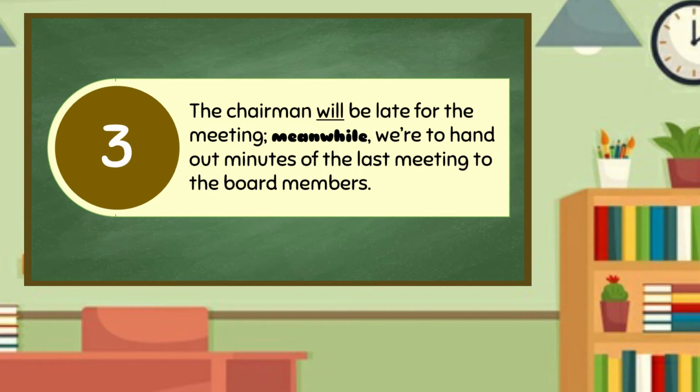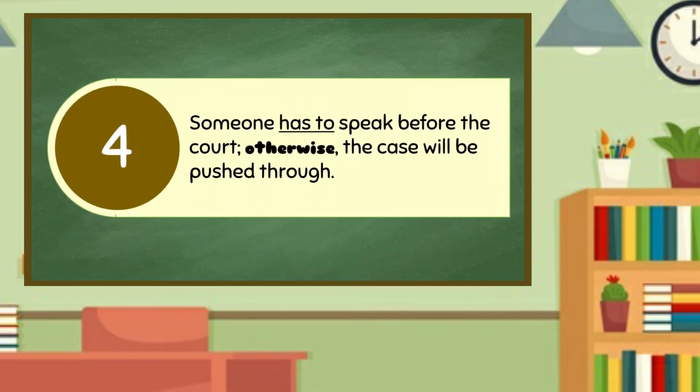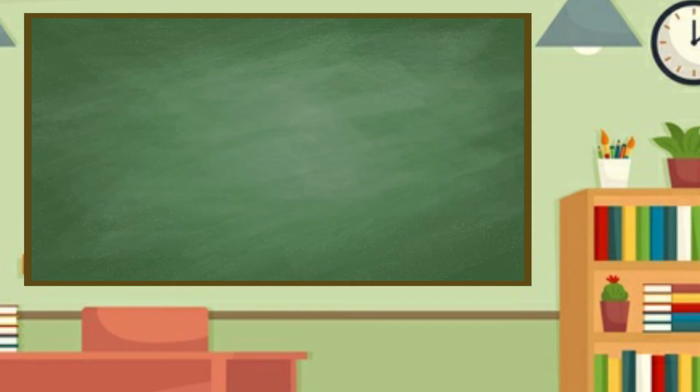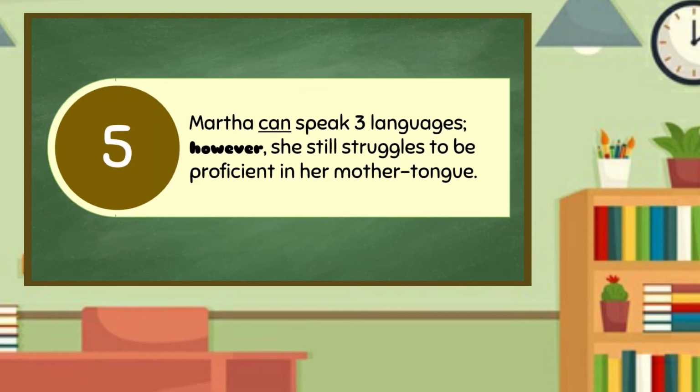Number 3. The chairman will be late for the meeting. Meanwhile, we're to hand out minutes of the last meeting to the board members. The underlined word is will. Number 4. Someone has to speak before the court, otherwise the case will be pushed through. The underlined word is has to. Number 5. Martha can speak 3 languages. However, she still struggles to be proficient in her mother tongue. The underlined word is can.